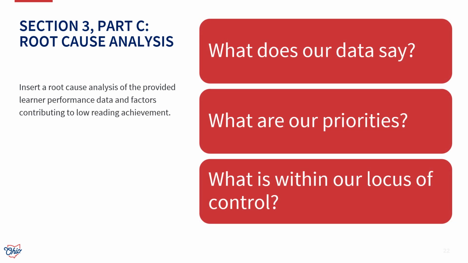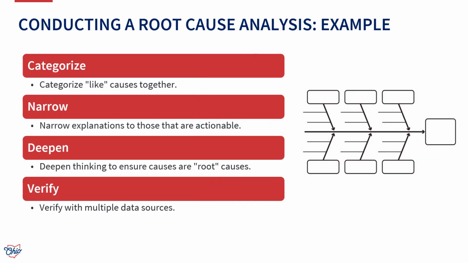Use the inclusive data you've already collected and have sorted into internal and external factors. Next, begin a root cause analysis around what does the data say, what are our priorities, and what is within our control. The Fishbone Framework is a powerful tool designed to facilitate a comprehensive analysis of both internal and external factors contributing to a problem. By systematically categorizing and examining these factors, the framework helps identify the root cause of an issue.